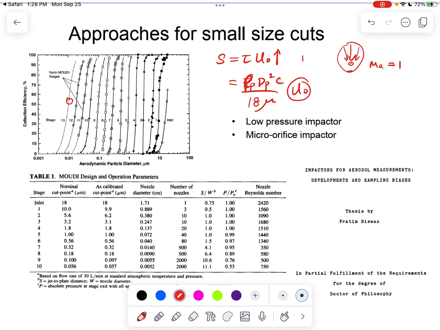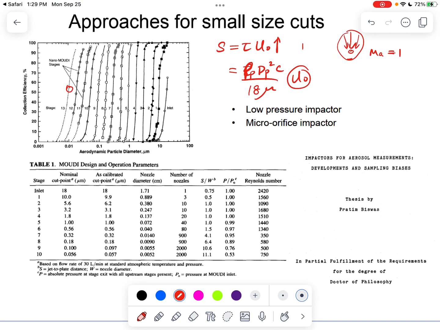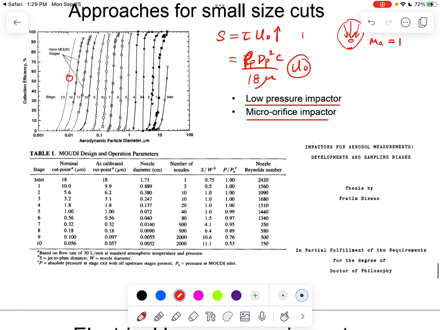When it's operated near the speed of sound, you also have the expansion or compression of the air, so the air cannot be assumed to be incompressible anymore. That affects how the particles are transported. There's going to be heat release and heat absorption. So we need to use low pressure impactors, to pull more flow and give the particles a higher velocity through the micro orifice impactor, with very tiny holes for the particles to go through.